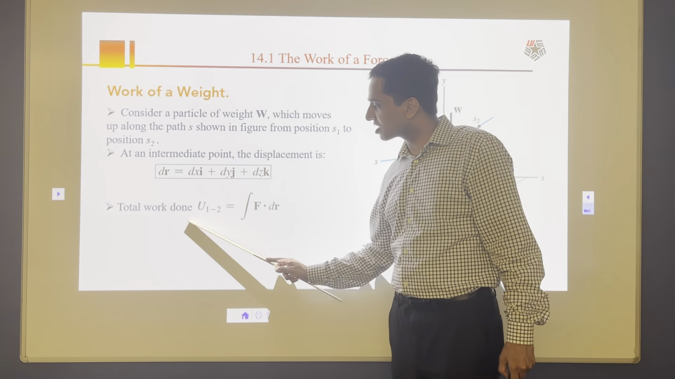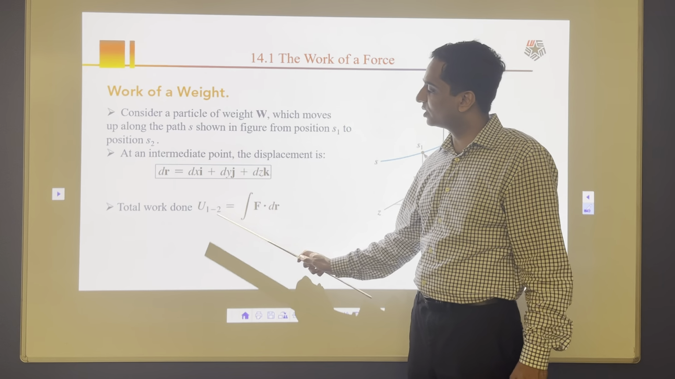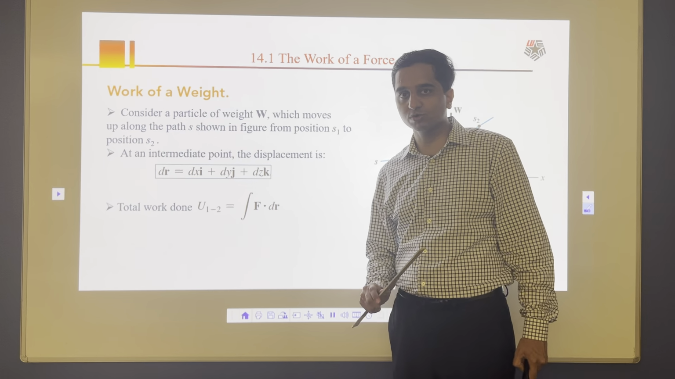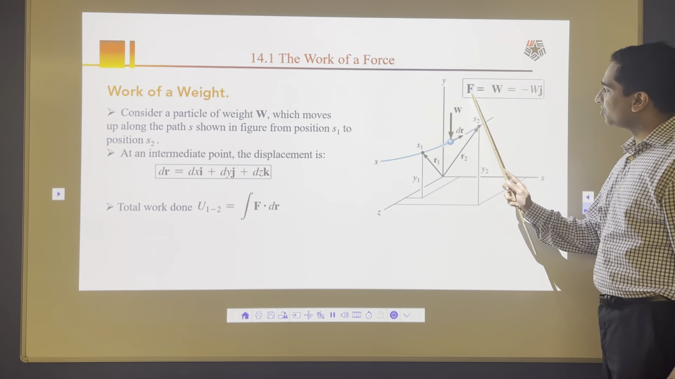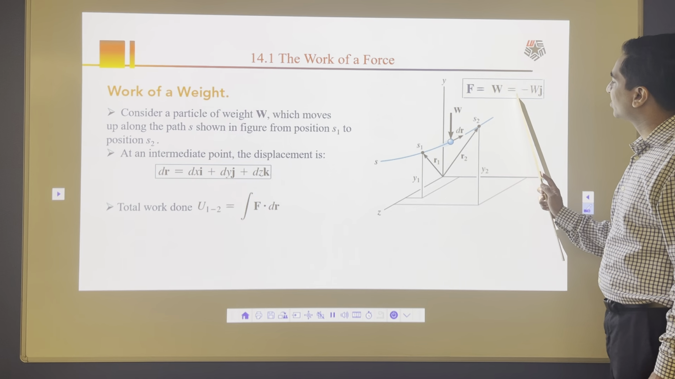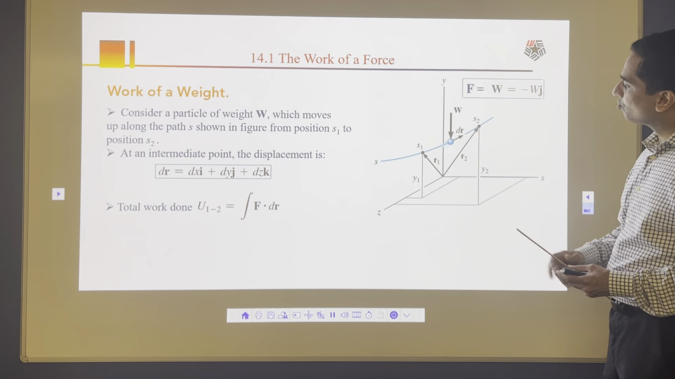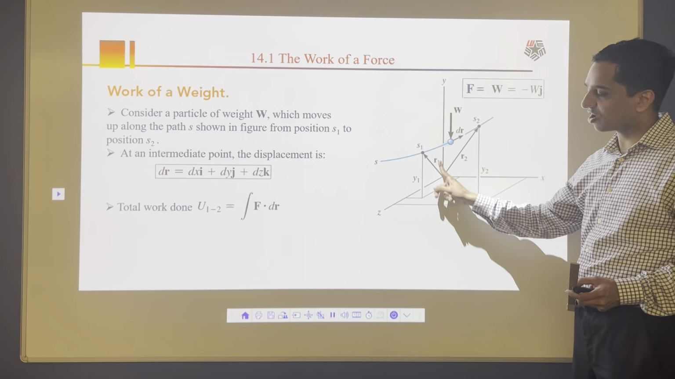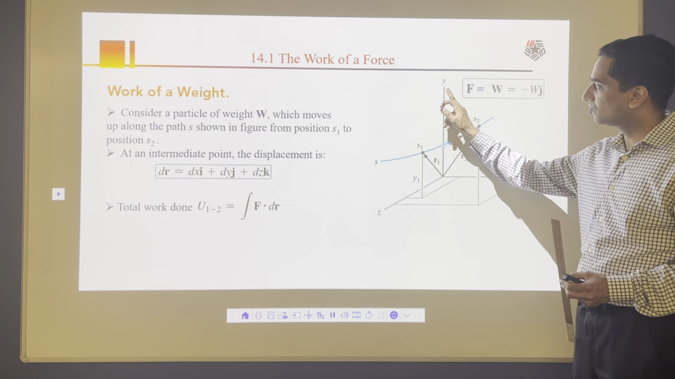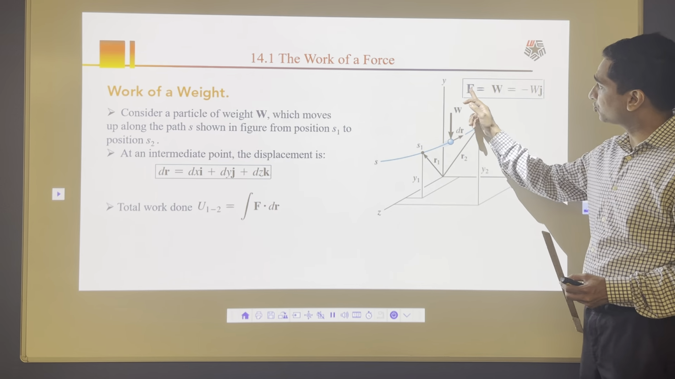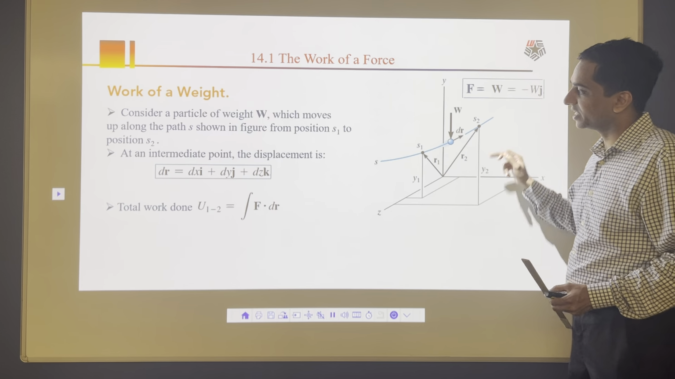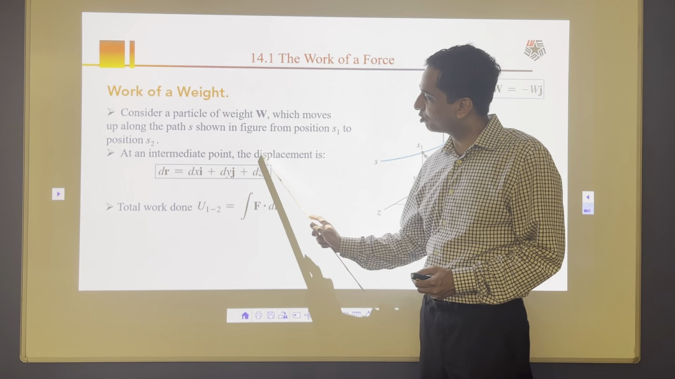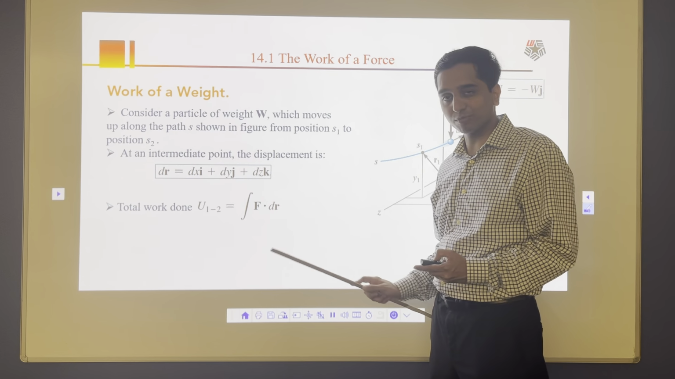Now for total work done, we have a definition for a curved path: U12 is the integral of F dot dr. Here this force is the force of gravity, so the weight is given as minus W j. Weight acts downward, that's why the minus sign, and j is because it is along the y-axis, and we use the unit vector j for the y component. So I can rewrite the force as minus W j, and I am going to substitute the entire definition of dr here and rewrite it.